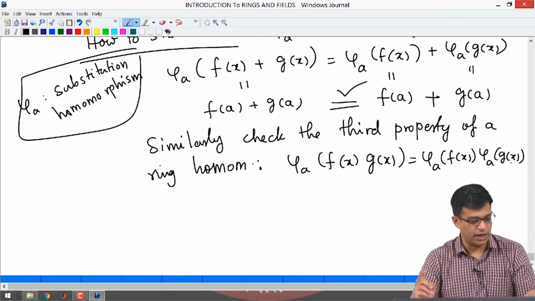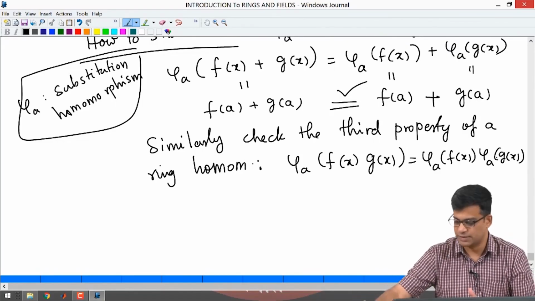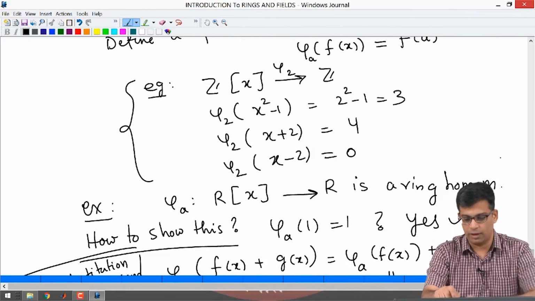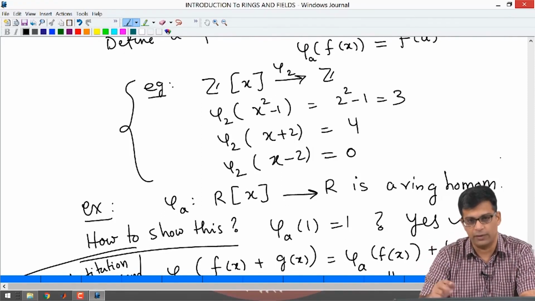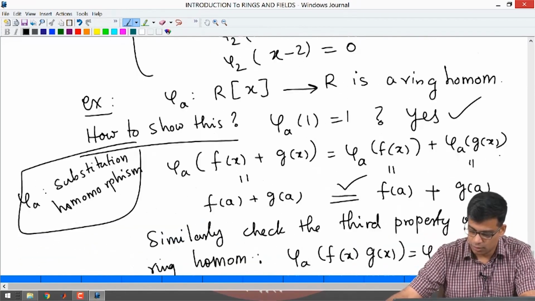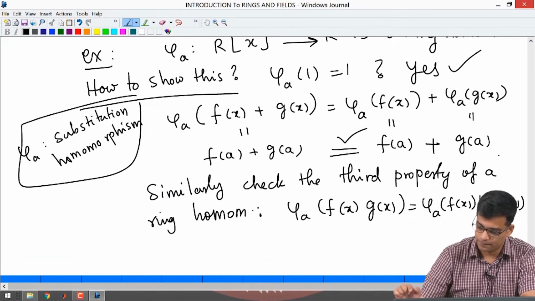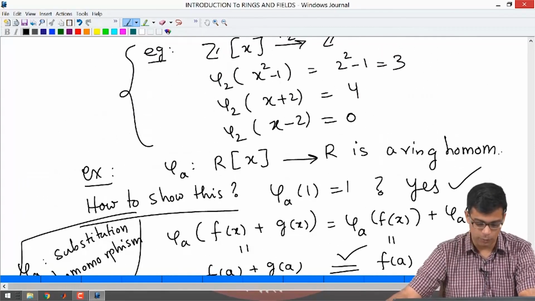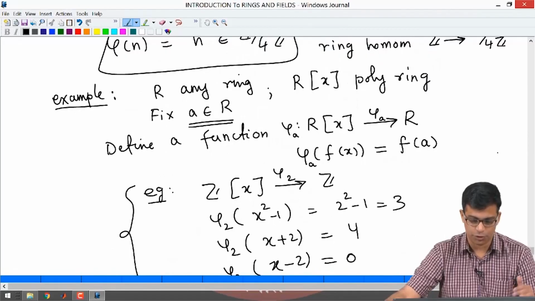In fact, I will be happy even if you can check this in a specific example, even if for Z[x] to Z and phi 2 you play with 2 polynomials of your choice and check that this third property of a ring homomorphism holds. So, this tells me that phi a is a ring homomorphism and we call this a substitution homomorphism.